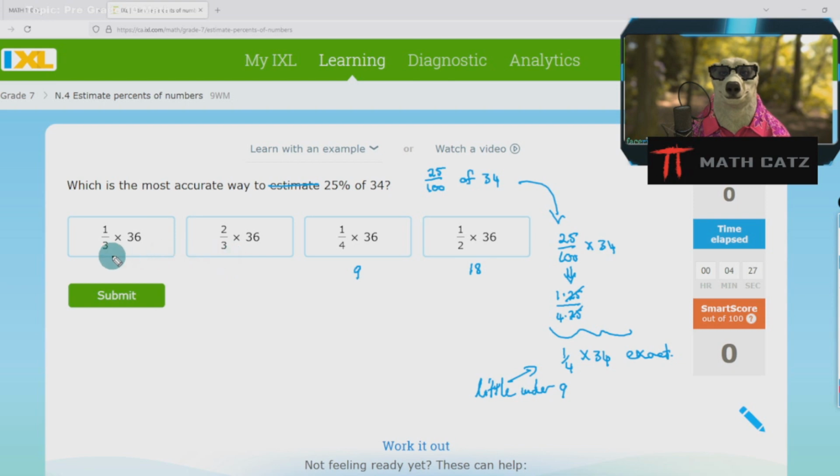This one, let's do this one first. 1/3 times 36. So now I'm changing the fraction from 1/4 to 1/3, which is significant, and I'm changing the 34 to a 36, which is hard to know how significant that is in general. But 36 over 3 is a simple division. 36 divided by 3 is 12. And I know I'm a little under 9, so far this one is the closer choice.